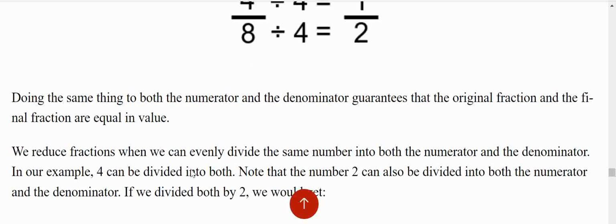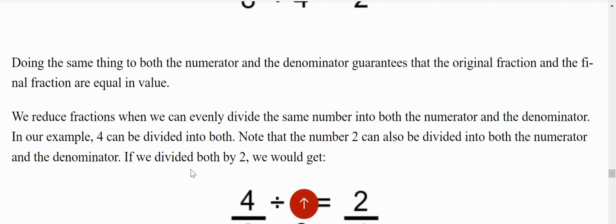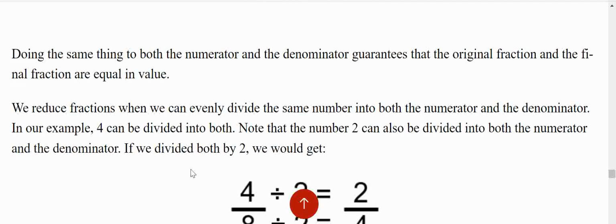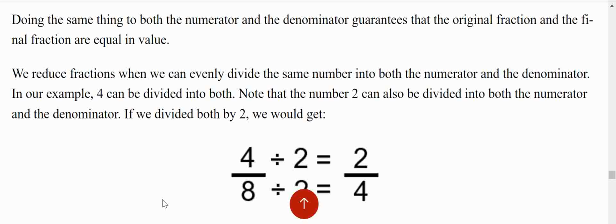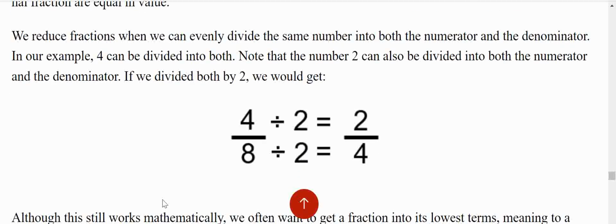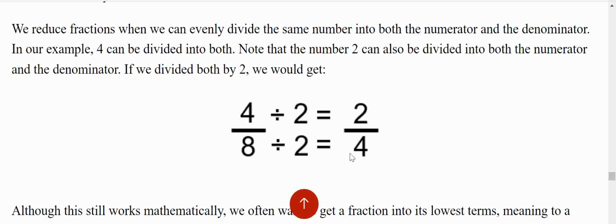We reduce fractions when we can evenly divide the same number in both the numerator and the denominator. In our example, 4 can be divided into both. Note that the number 2 can also be divided into both the numerator and the denominator. If we divided both by 2, we would get 2 over 4. So notice, instead of dividing by 4, 4 over 8 is divided by 2 in the numerator and the denominator.